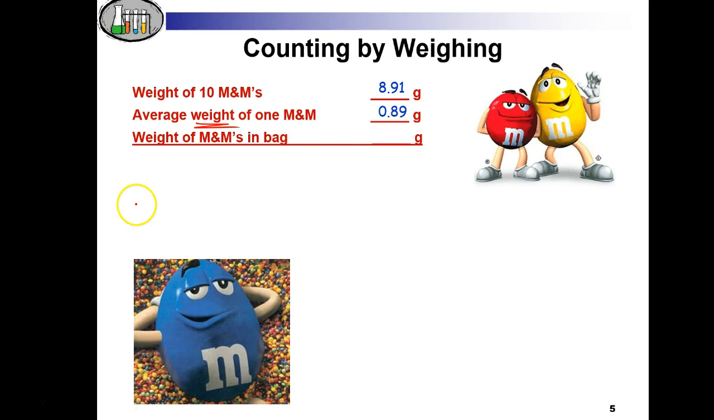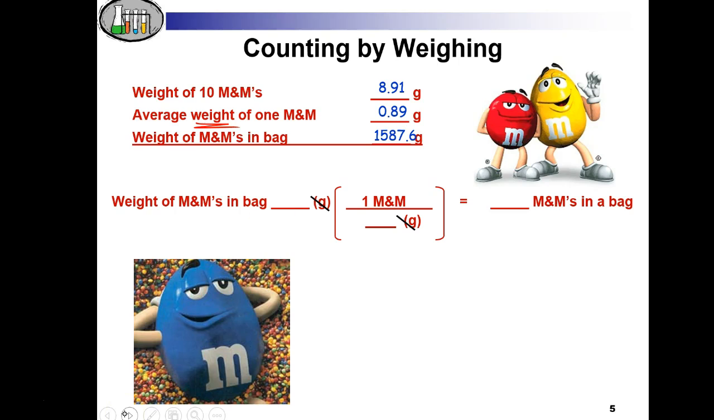So what I'm going to do is take the whole bag of M&Ms. I'm not going to count them, but I'm going to weigh them. Once I know how much the entire bag weighs, and I know how much one M&M weighs, I can set up a proportion. The weight of M&Ms in the bag is 1,587.6 grams. That's how much all those M&Ms weigh. But I know that just one M&M weighs 0.89 grams.